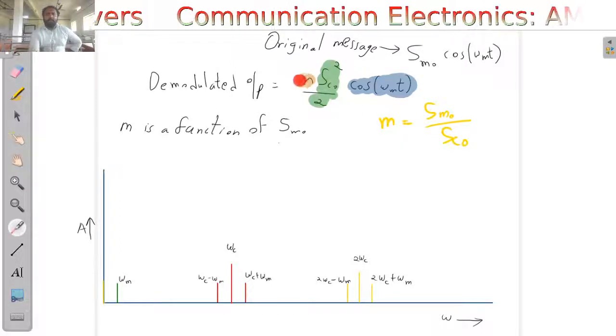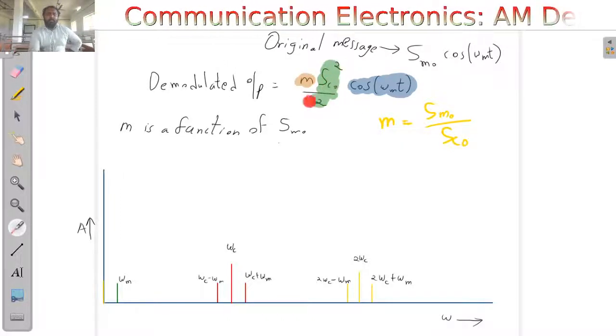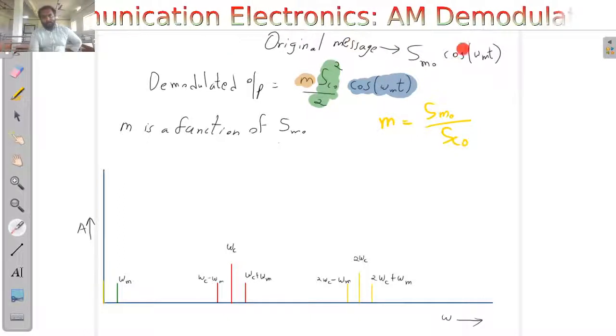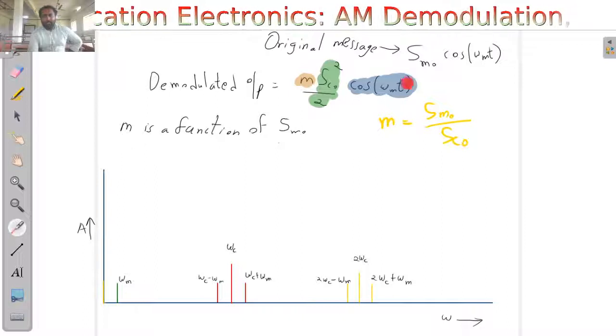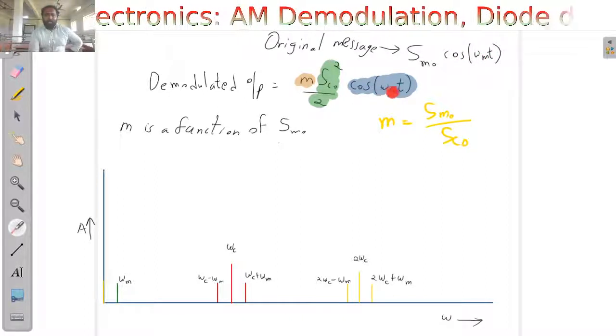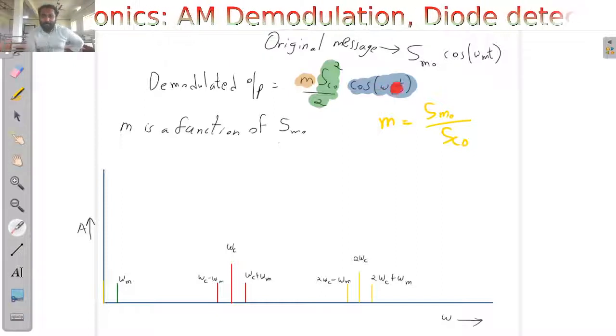Okay, so it contains m SE0 square by 2 cos omega mt. So cos omega mt, when you compare the original message signal, you can see cos omega mt is exactly the same as cos omega mt the original. So we have effectively recovered the frequency information.